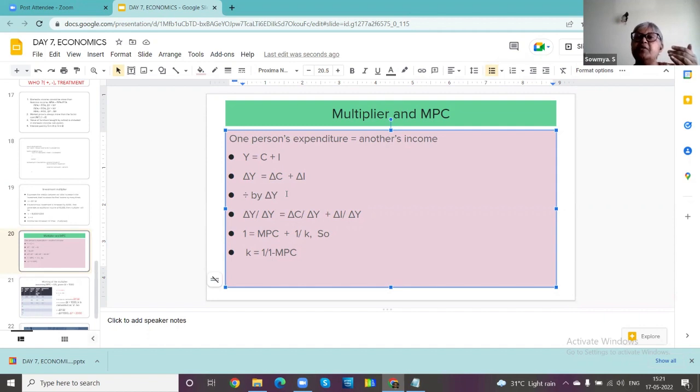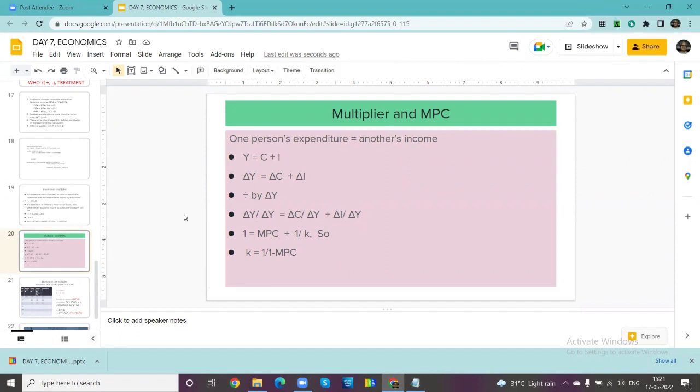If we divide by delta Y, we arrive at delta Y by delta Y equal to delta C by delta Y plus delta I by delta Y. Ultimately this side becomes 1, and change in C by change in Y is nothing but the marginal propensity to consume, the change in consumption due to change in income. So that is MPC plus delta I by delta Y, which is going to be 1 by K.